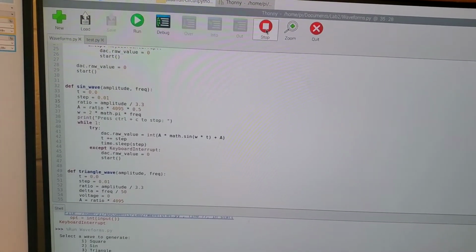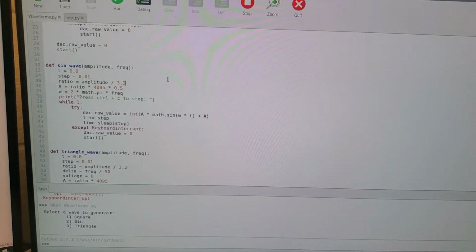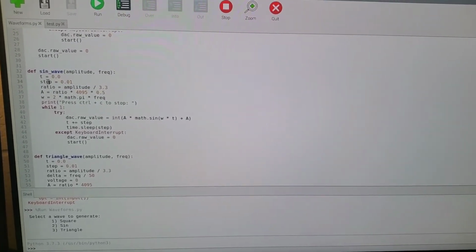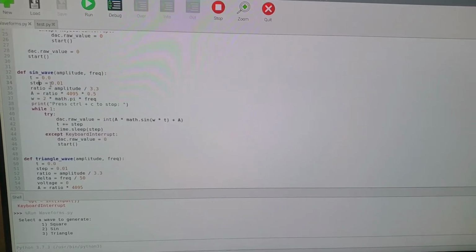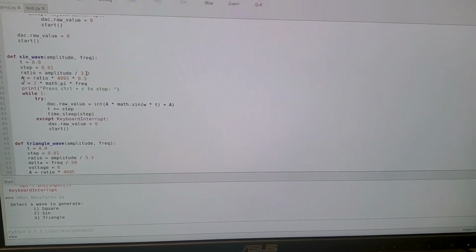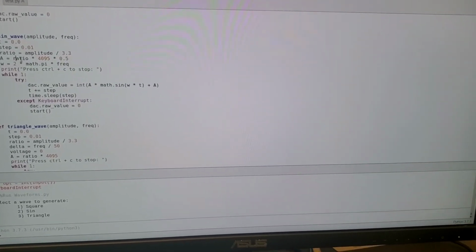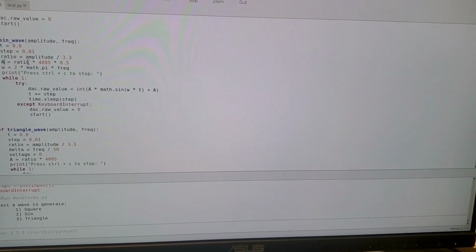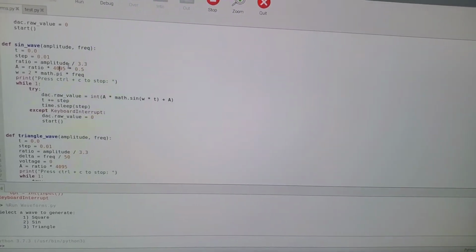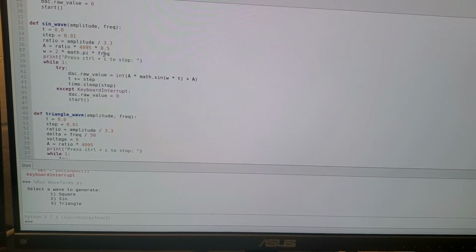The sine wave function also takes in an amplitude and a frequency, and instead of using a period, we use a time t and a step that increments t. And then it still calculates the ratio of the amplitude to the maximum voltage. And now there are new variables as well. There's A, which is the ratio times the maximum voltage in bits divided by 2, right here. And then there's an omega, which is 2 pi times the frequency.